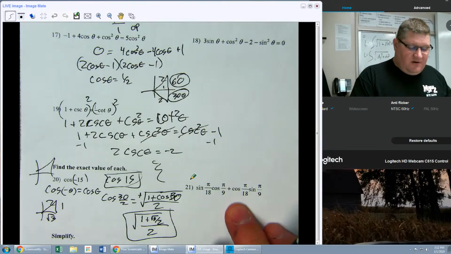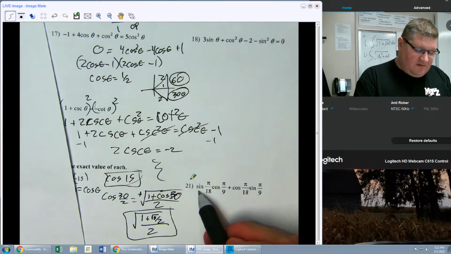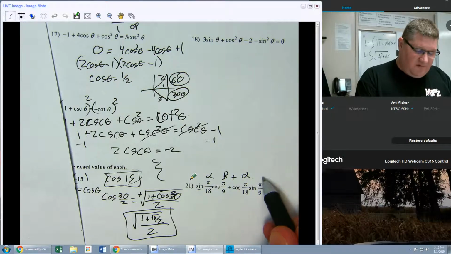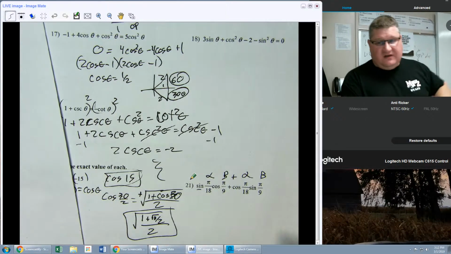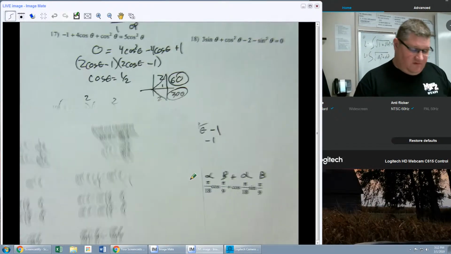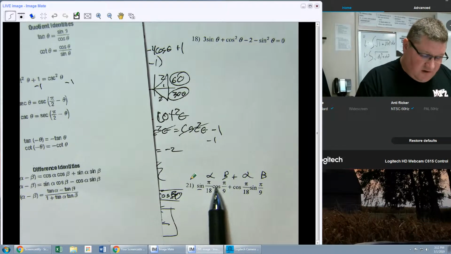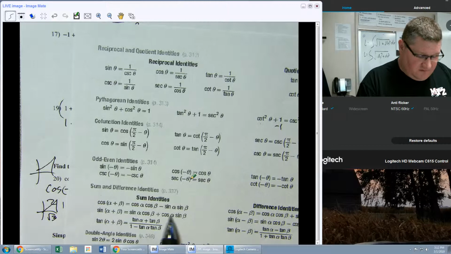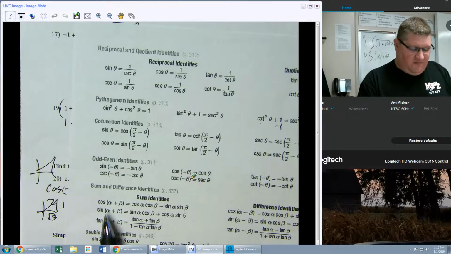Over here, I'm not going to do the whole thing, but I say, wait a minute, I got sine of alpha cosine beta plus cosine alpha sine beta. That is a sum or a difference. So if I'm doing a sum or a difference, I say sine, cosine, cosine, sine with a plus. That's sine of alpha plus beta.